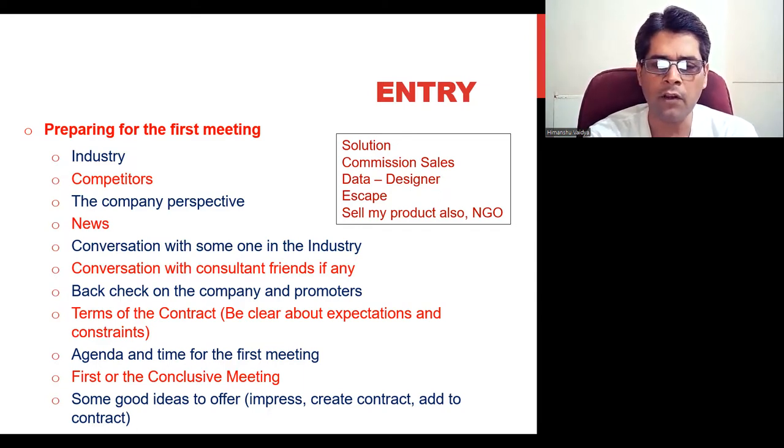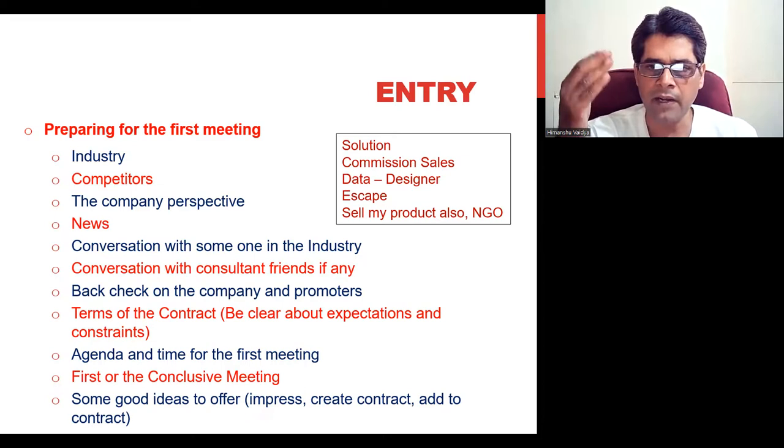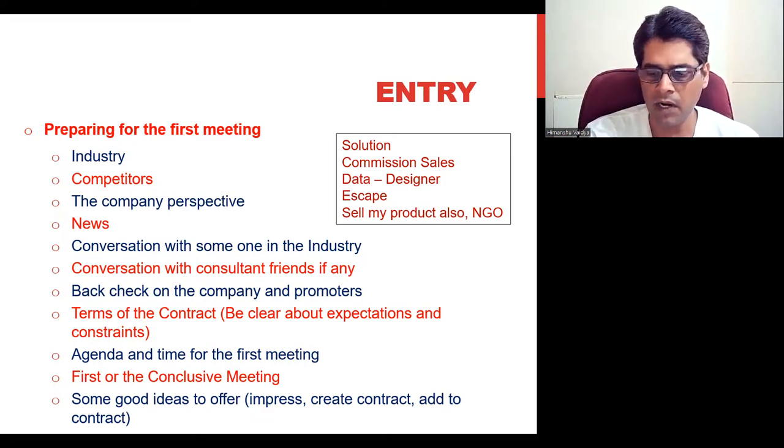Have a bouquet of good ideas to offer, enough to impress, but not something that gives away free of cost. Take with you a draft contract and then add, modify, delete as the situation may demand, but don't try to draft anything there. Take with you a draft contract.